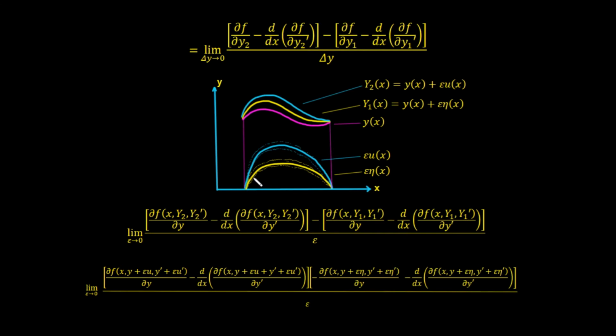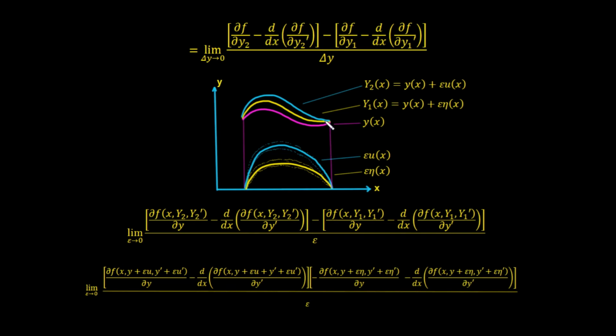We can then take the function y of x and add on this variation to the function. So this would give us y1, which would be our y of x, our original extremum, plus epsilon eta of x. So this would be our original extremum, and the yellow one would be original extremum plus some variation.